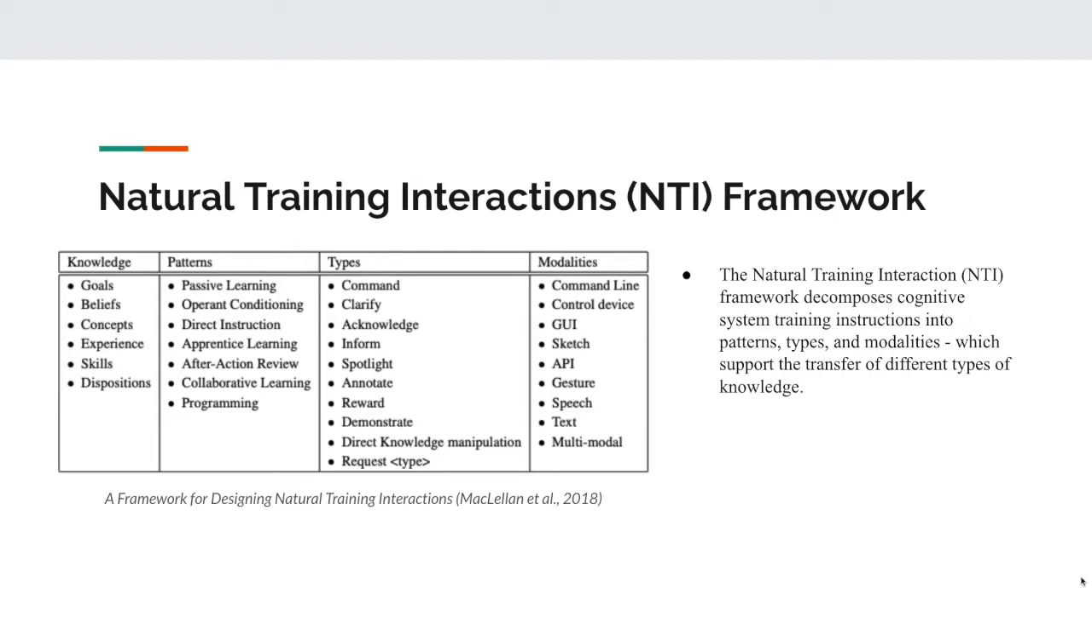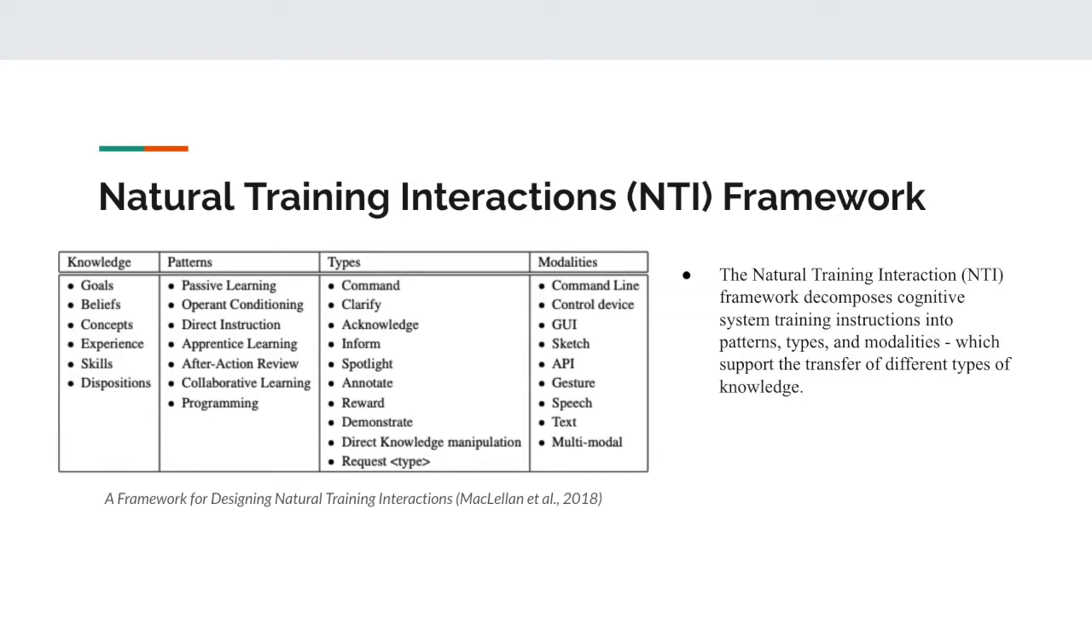So that gets us into the NTI framework, the Natural Training Interaction Framework. To better understand it, we must first talk about what makes an interaction natural. As we saw in Chris MacLellan's 2018 paper, naturalness can be derived from four characteristics.